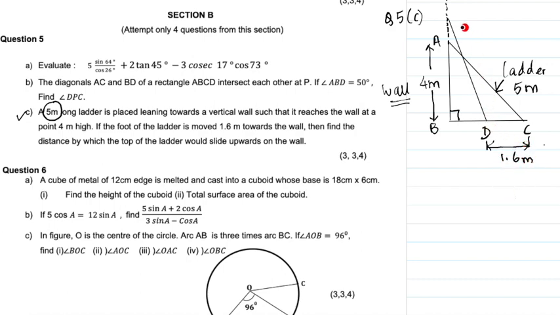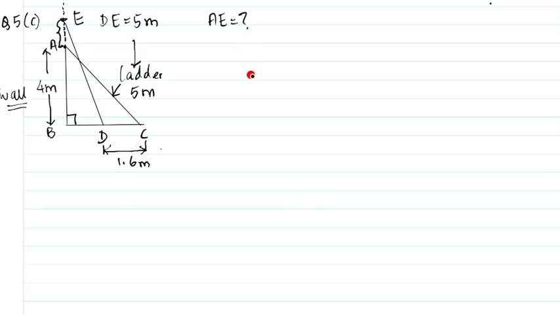So ladder, if we call this point as E, your DE also is going to be the ladder itself. It is the same ladder, so it will also be 5 meter. And then you have to find this part. Find the distance by which the top of the ladder, this is the top of the ladder, by how much would it slide up from here to here, which means we have to find AE equal to how much. So this is our question.